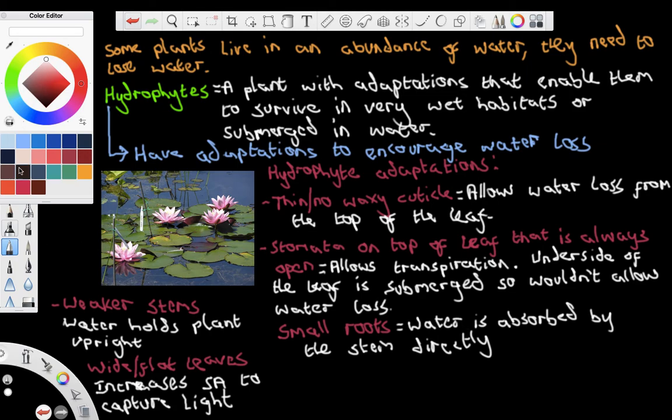We've got air sacs. Now these air sacs allow the plant to float on water. So they have these air sacs that help the plant float. By having these air sacs, the water lily can float on top of water without sinking.